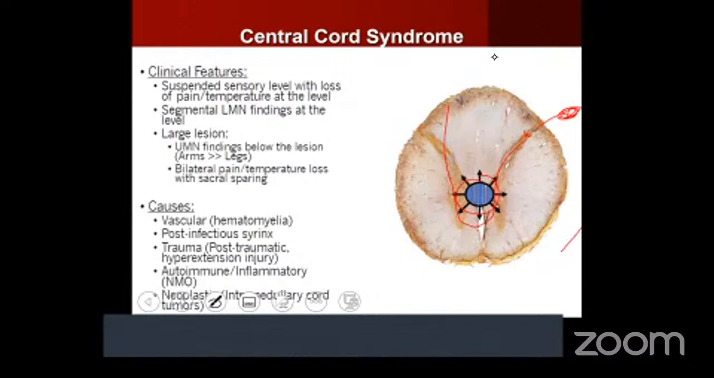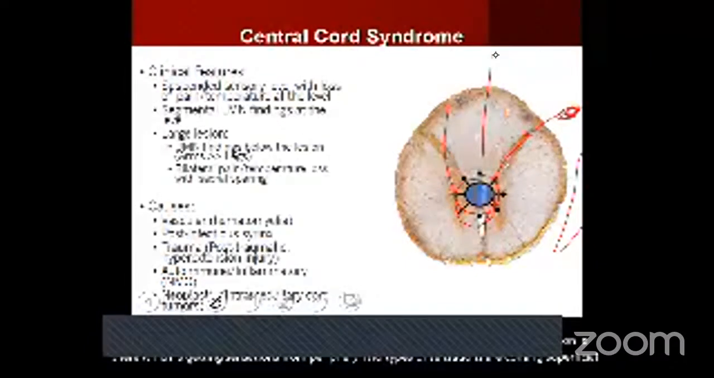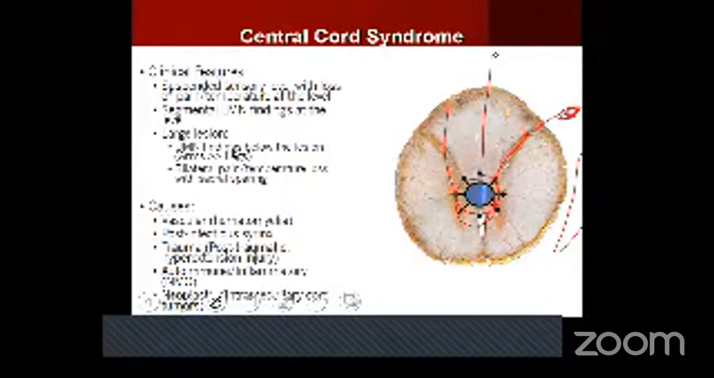Segmentally, at the level of injury, you get lower motor neuron findings, meaning the myotome that is supplied by that spinal segment shows wasting, fasciculations, and weakness. If it is a large lesion, you can see the UMN findings below the lesion. That means spasticity, hyperreflexia, extensor plantars. Bilateral pain and temperature loss with sacral sparing.